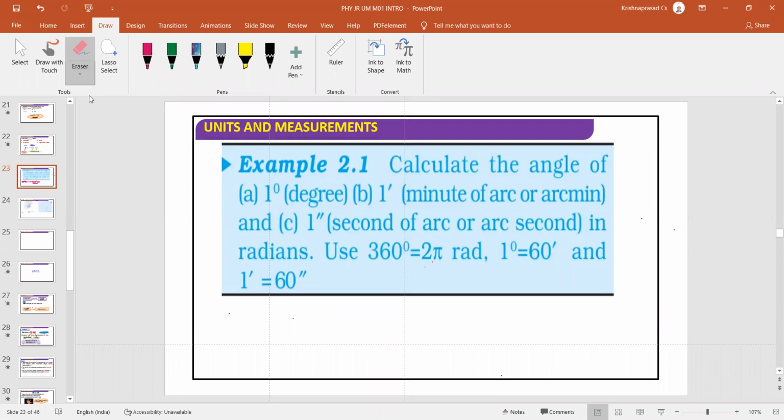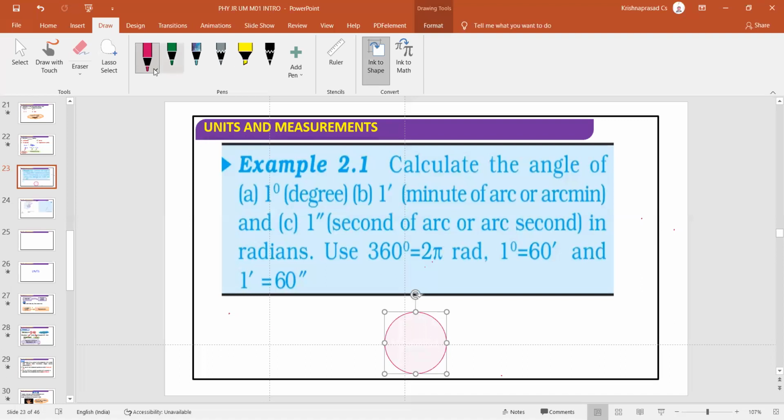So now we need to find out the value of 1 minute in terms of radians. So how to find it out? That is the next question. Here I want you to understand. Suppose this is a clock. Suppose this is the minute hand. Let me change.